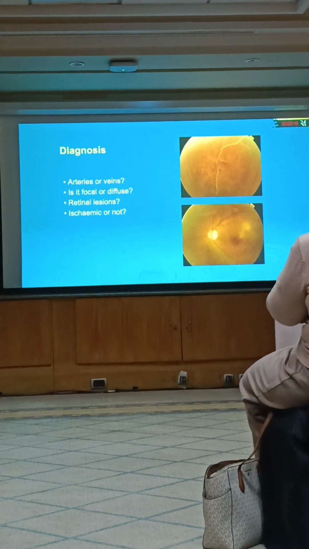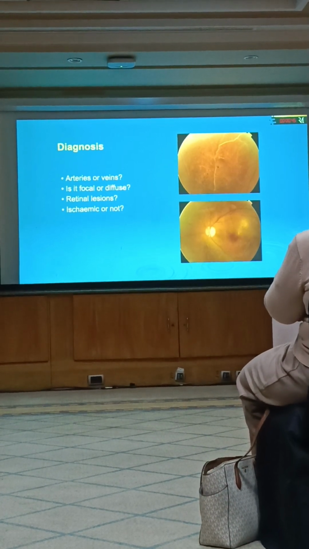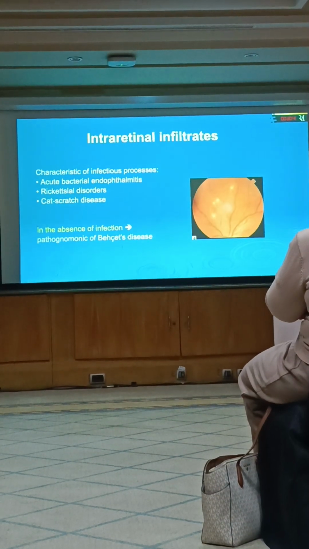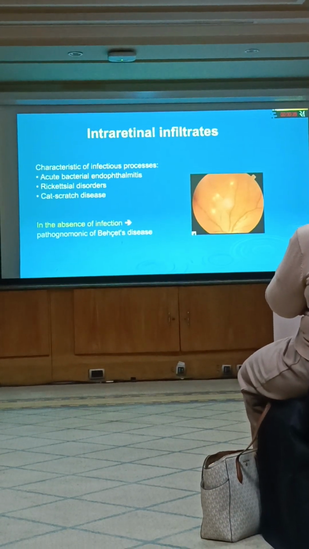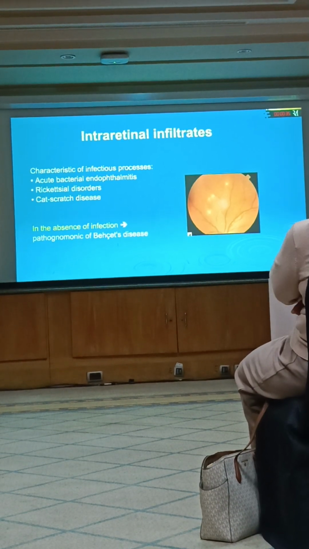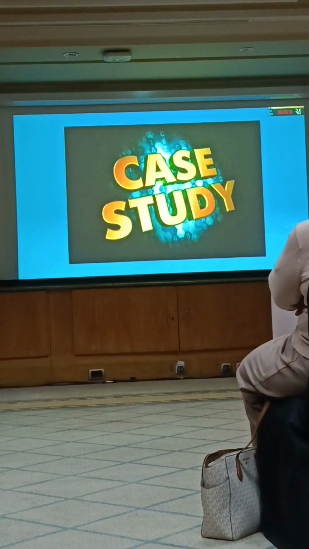Is it focal or diffuse? It's diffuse. Any associated retinal lesions? Yes, we have retinal infiltrates here. Ischemic or not, we can judge from the fluorescein. And again, just to emphasize, if you have intraretinal infiltrates, this is pathognomonic of Behçet's disease if you exclude infection.